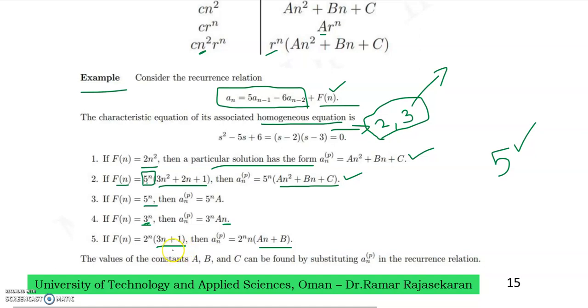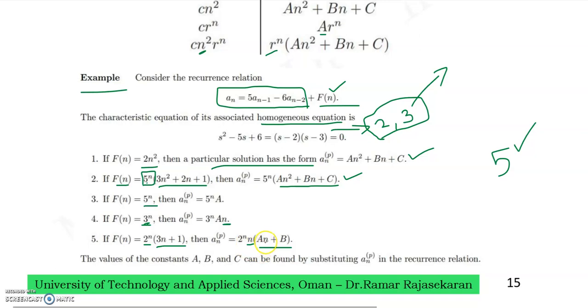Okay. Now see, this 2 is matching with one root. So now if this number is matching with one root one time, you multiply by n. For this 2 to the power n, since 2 is matching with one root, you multiply n, then the rest, 2 power n, you write.